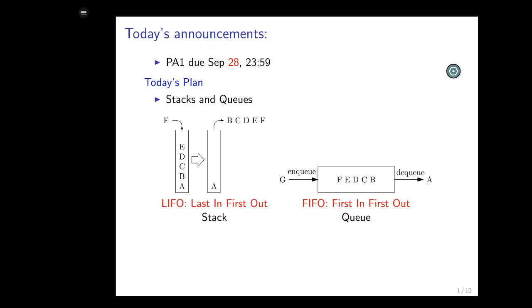There's a new announcement today. Well, it's the old announcement, but the date has changed. The programming assignment is no longer due on the evening of the 27th, because the 27th is Climate Day. What is it called? Climate Strike. Yeah, the Climate Strike Day. And so anyway, we're giving you an extra day to do that.